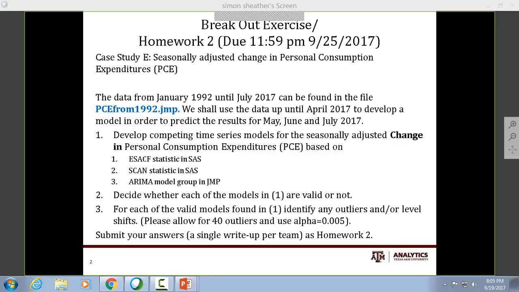All right. So it's just a bit after 8 Central Time. Let's say we'll spend 30 minutes on this, or as long as you want. But I'm hoping in 30 minutes you can get the ESACF, the SCAN, and the ARIMA model group going. I'll be here with Erica. If you've got a question, please come back and Erica will patch you in. Thank you very much.